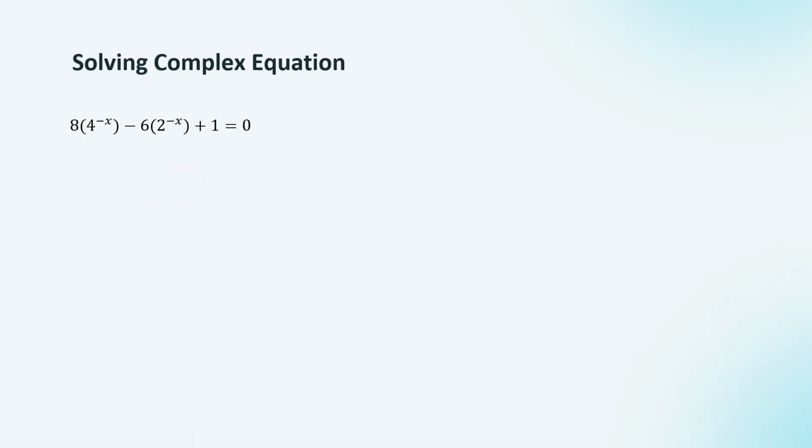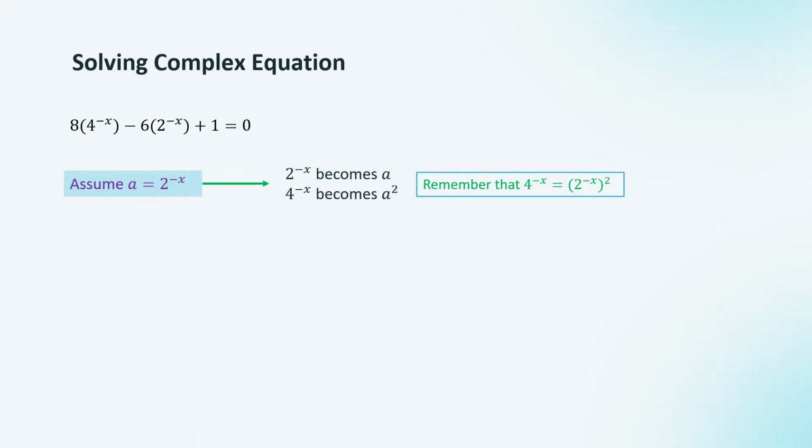Okay, so this is the last example that I can give you in this video. And as you can see, the exponent is a bit different because we have a negative exponent, but that's okay. The method is going to be the same. So you assume that a is equal to 2 to the power of minus x, and 2 to the power of minus x becomes a, 4 to the power of minus x becomes a squared. Remember the exponential rule. After this, you can try to substitute it into the equation.